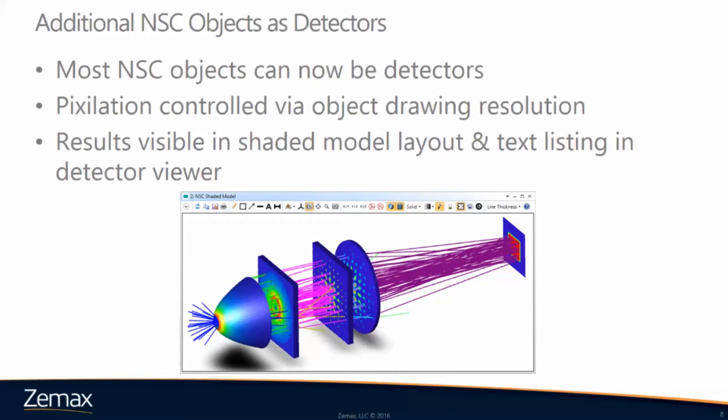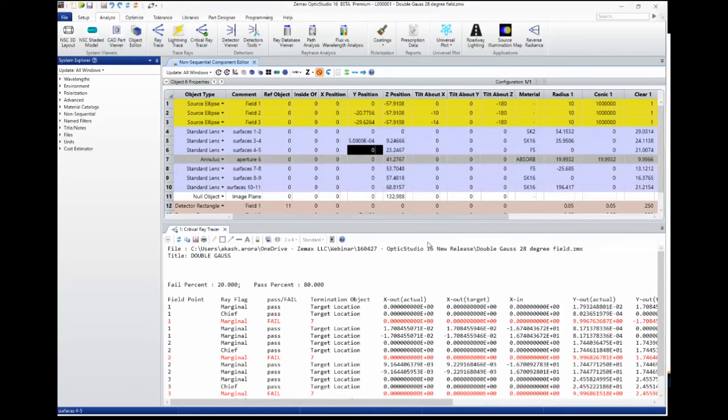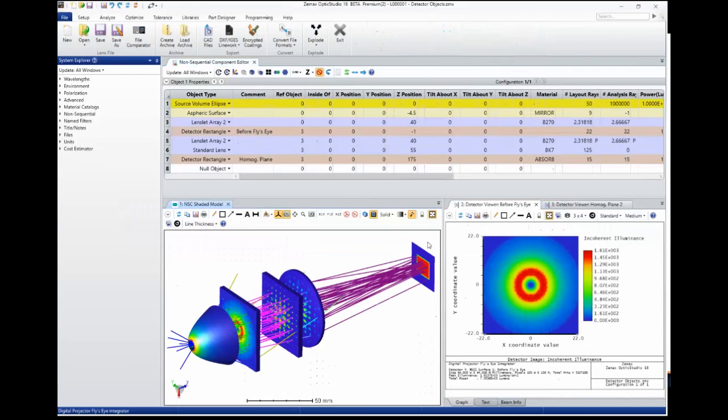The pixelation of the detectors, as previously, is controlled by the object drawing resolution in the object properties dialog, and the results are visible either in the shaded model layout or also in the text listing of the detector viewer. Okay, let me open up a sample file here that illustrates that.